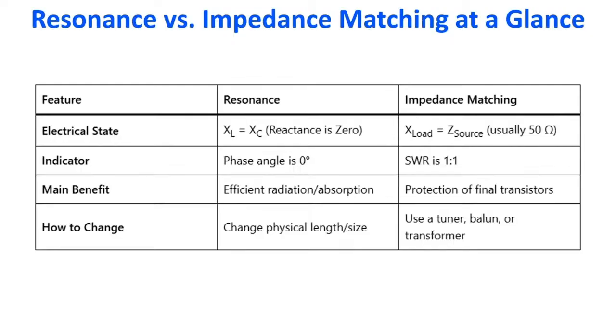The main benefit of resonance is efficient radiation, or absorption of signals for reception. Impedance matching protects the final transistors. Resonance can be changed by changing the physical length or size of the antenna. Impedance matching can be done using a tuner, balun, or transformer.